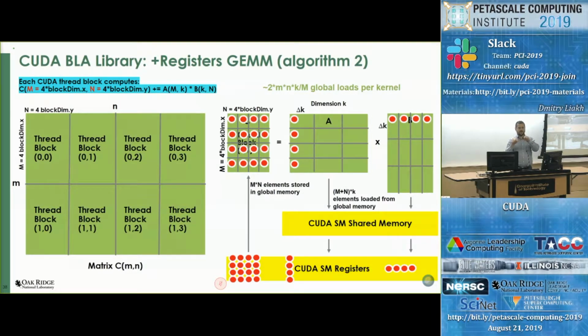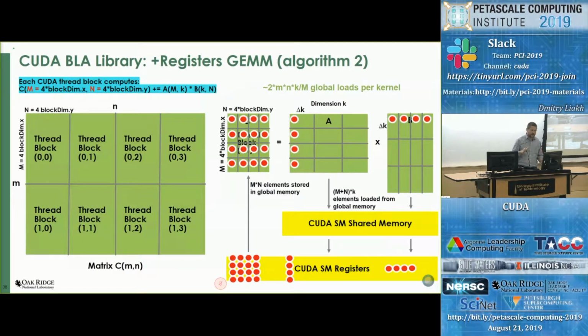For example, thread number 42 computes element number 42 in that subtile, and in each subtile it computes element number 42. But those elements are located in different subtiles. So the thread computes elements from different subtiles, and each thread computes 16 of those elements.